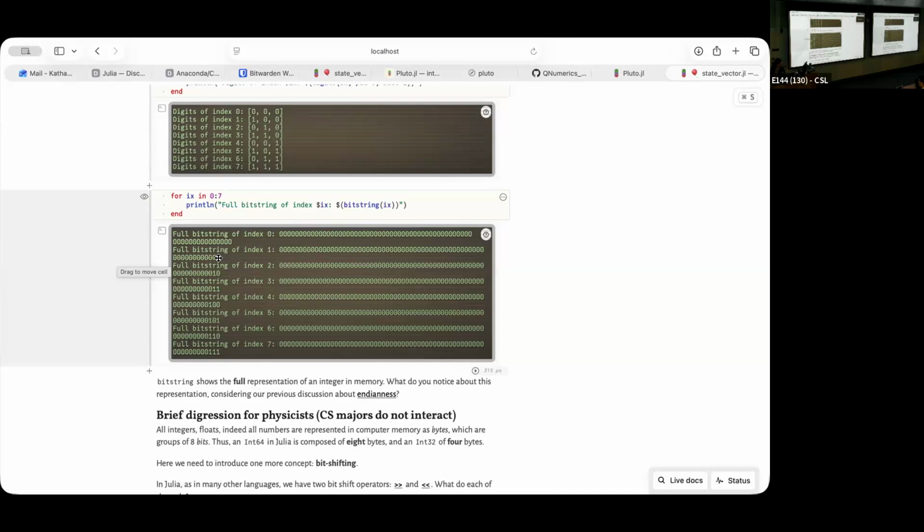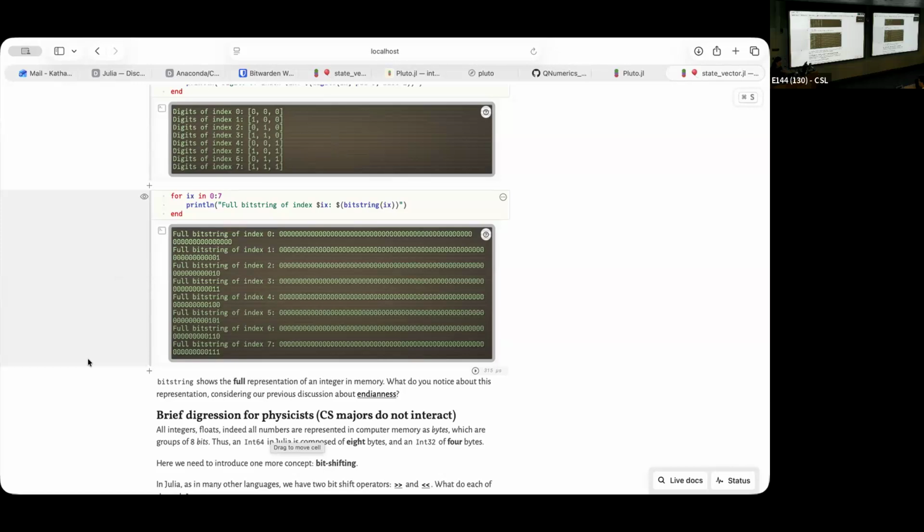An important point here is that it's fine to use either of these functions, but it's worth being aware of which one counts from which end. Here I'm probably going to stick with bitstring just because it matches the convention for the qubits we picked earlier, but there's really nothing wrong with using digits if you like that better.